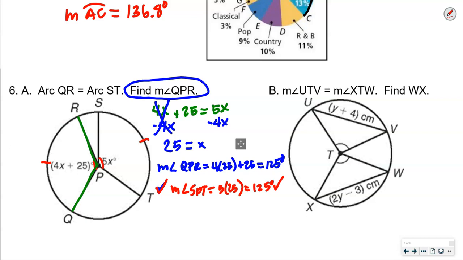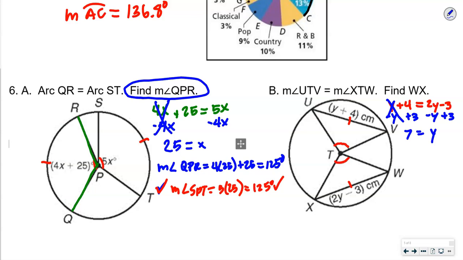So this next one says the measure of angle UTV is equal to the measure of angle XTW. So these two angles are congruent. That means their corresponding chords and actually arcs are congruent. Okay, so that means we're going to set those two equations equal to each other. So that's y plus 4 is equal to 2y minus 3. I'm going to subtract y from both sides. So my y's are gone from there, and I got a y over here. I'm going to add 3 to both sides. So y is equal to 7.